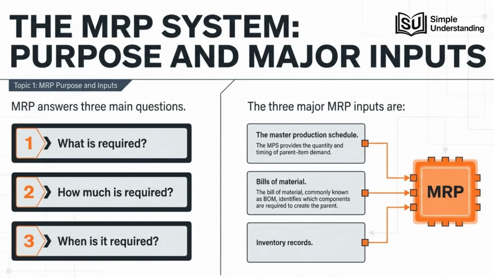Topic 1. MRP purpose and inputs. MRP answers 3 main questions: what is required, how much is required, and when is it required. The 3 major MRP inputs are the master production schedule, bills of material, and inventory records. The master production schedule provides the quantity and timing of parent item demand. The bill of material, commonly known as BOM, identifies which components are required to create the parent.